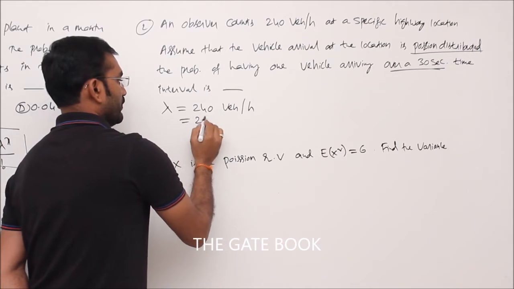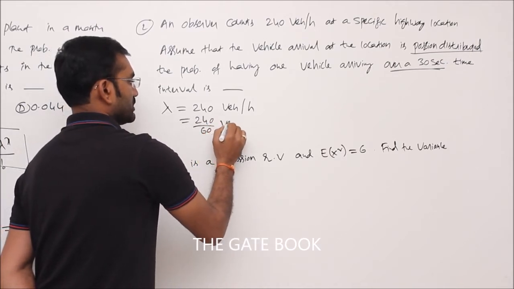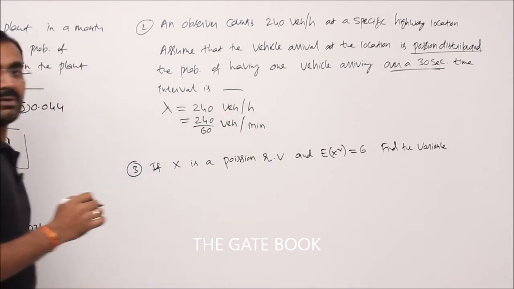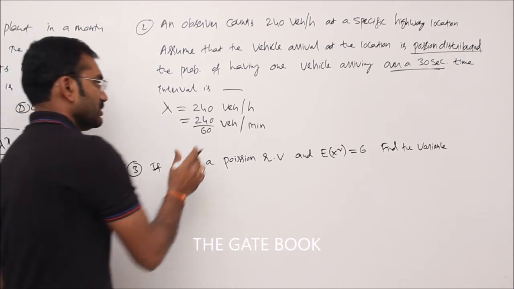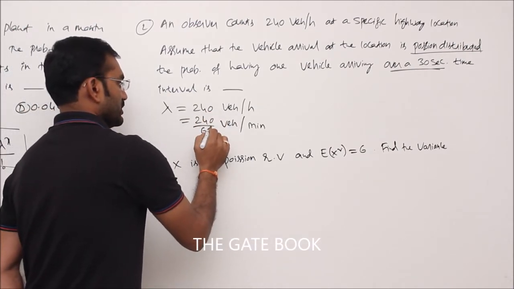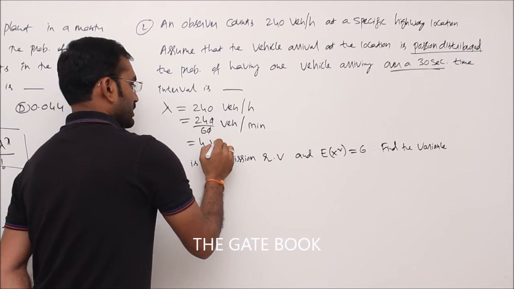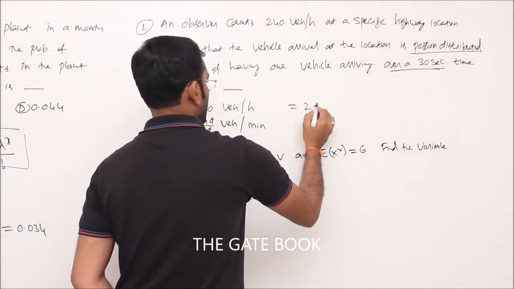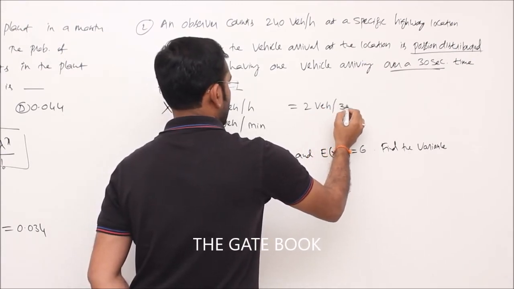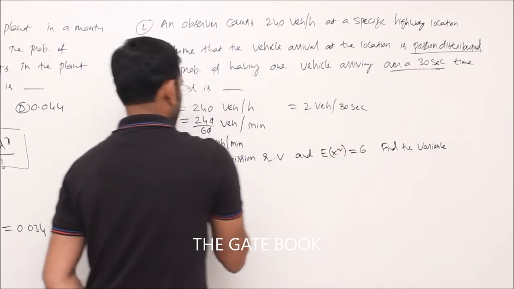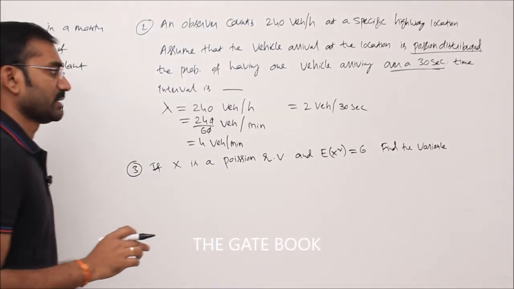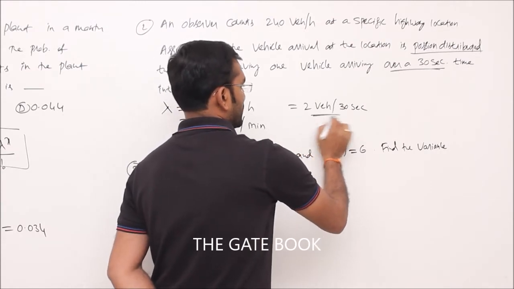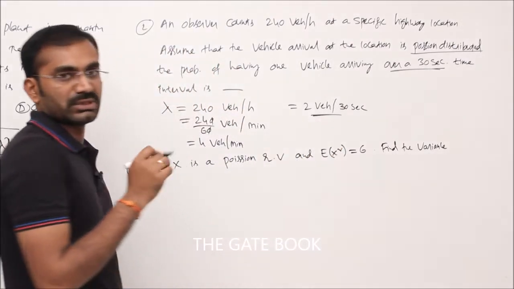So we get here 240 by 60 vehicles per minute. We require the lambda value per 30-second time interval. So 240 by 60 means we will get 4 vehicles per minute, which is equal to 2 vehicles per 30-second time interval. So here we are getting 4 vehicles per minute, which means you can say average lambda is equal to 2 vehicles per 30-second time interval. So this is the lambda which is to be used here.